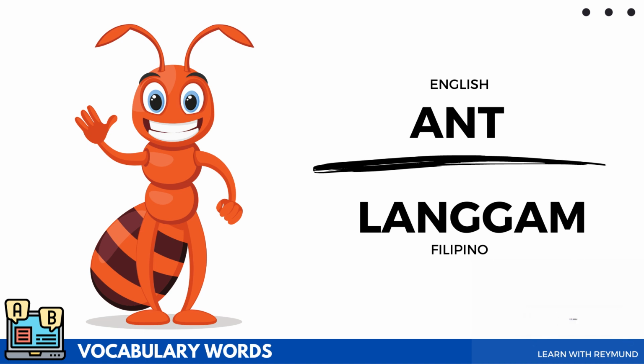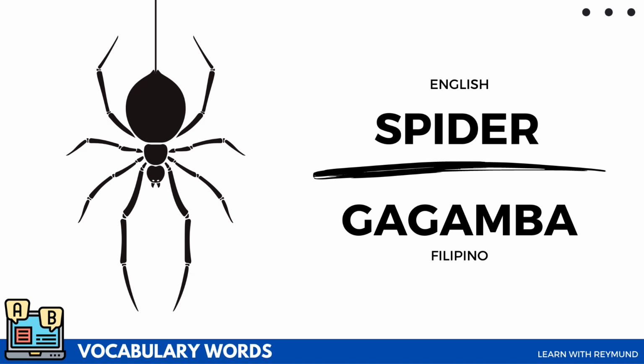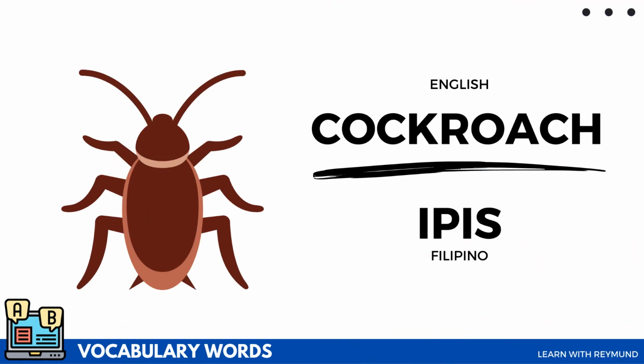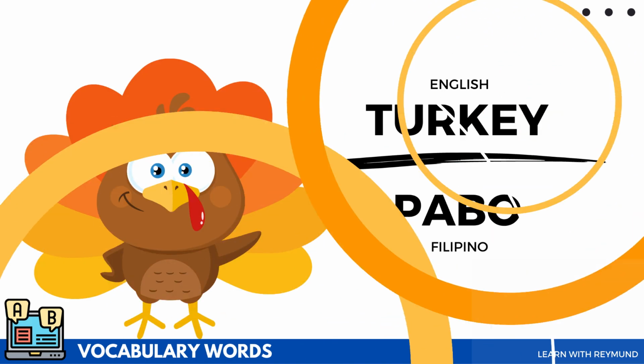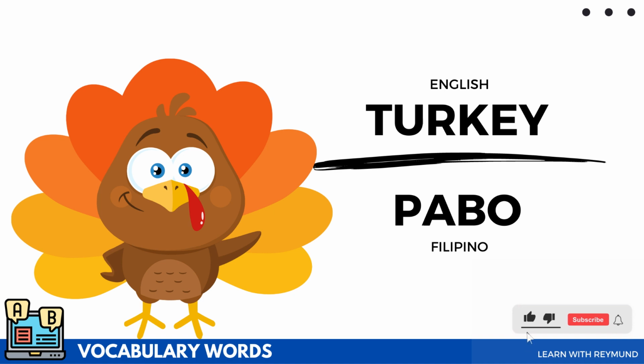Ant, langgam. In English, it's a spider, and in Filipino, it's a gagamba. Spider, gagamba. In English, it's a cockroach, and in Filipino, it's an ipis. Cockroach, ipis. In English, it's a turkey, and in Filipino, it's a pabo.